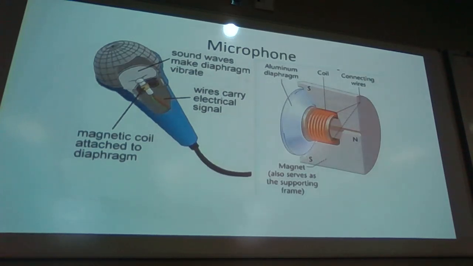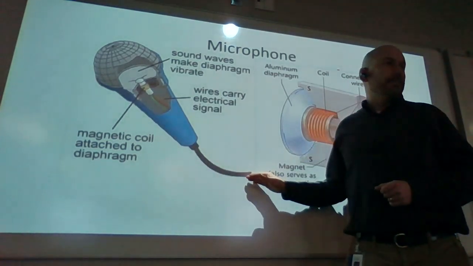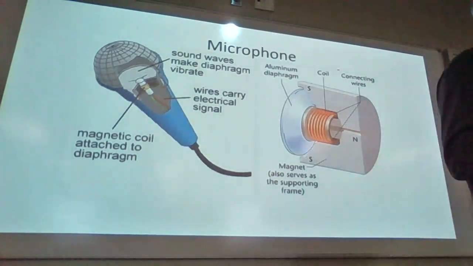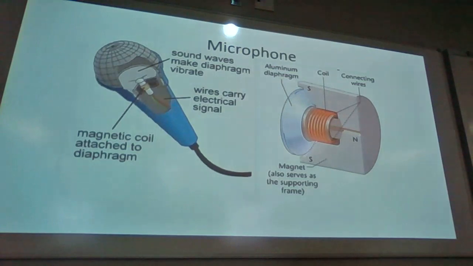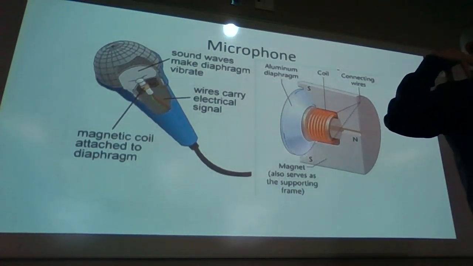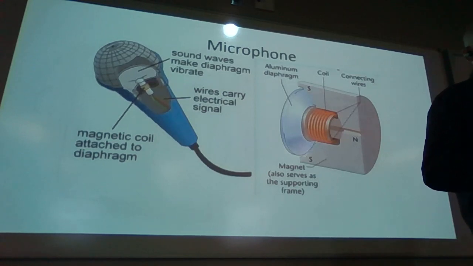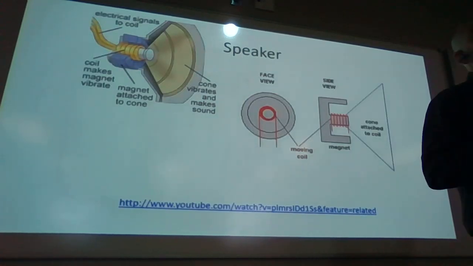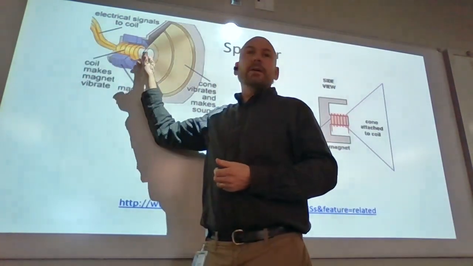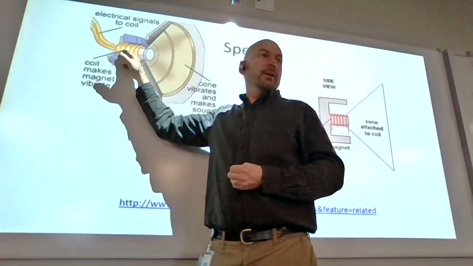Okay? That signal, that alternating current signal, is usually sent to an amplifier because the strength of that current is really small. So we send it to an amplifier to amplify it, to make it bigger, make the current stronger. And that stronger current is then sent to the speaker through these wires.